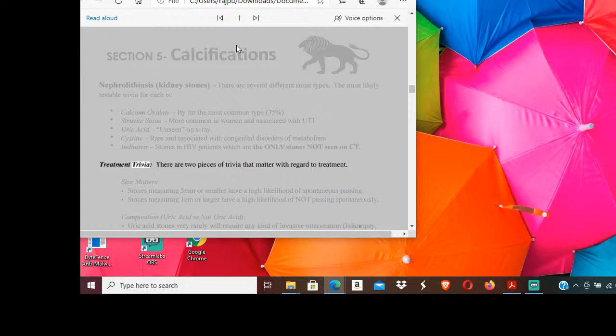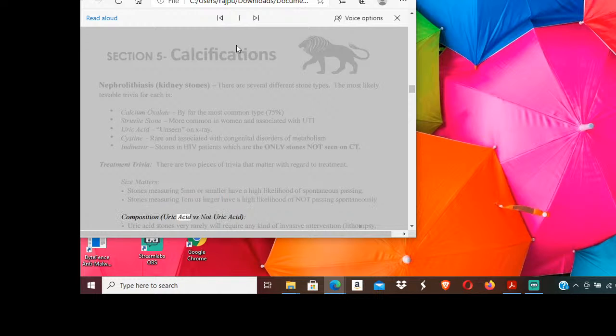Treatment trivia. There are two pieces of trivia that matter with regard to treatment. Size matters. Stones measuring 5 mm or smaller have a high likelihood of spontaneous passing. Stones measuring 1 cm or larger have a high likelihood of not passing spontaneously.